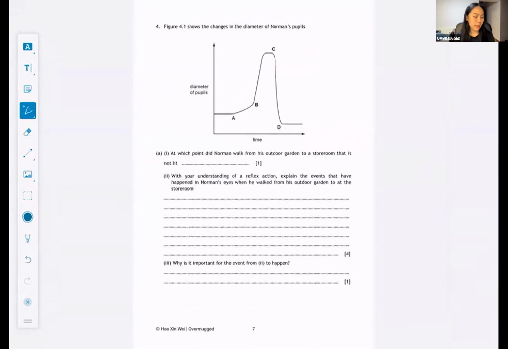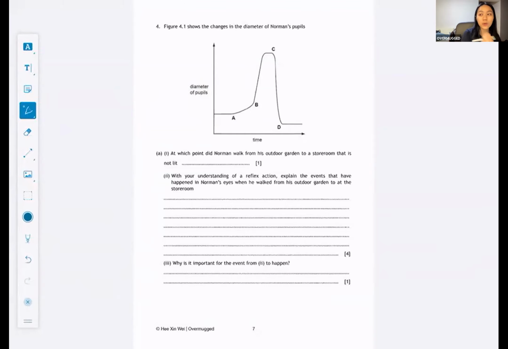I think this is usually okay. This is also about the pupil reflex. For part two, it's really just combining your knowledge about reflex action and then applying the reflex action to your eye structure. So your radial muscle, circular muscle, right?